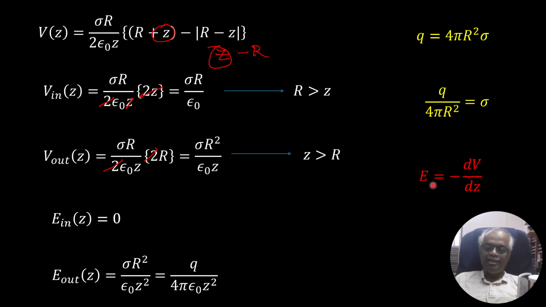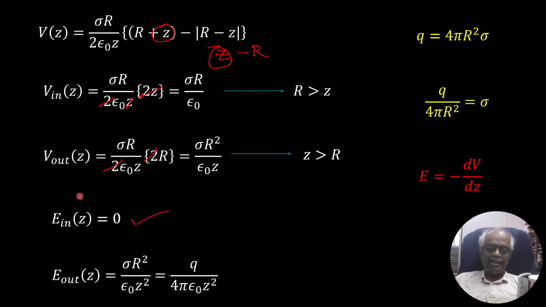Then our aim is we have to find the electric field. The electric field by definition is a negative gradient of the potential. If you take dV by dz, here there is no z. Everything is constant. Sigma constant, capital R constant, over epsilon constant. So if you differentiate this, you will get 0. So inside the field is 0. One more thing is if you form a Gaussian surface, you have no charge inside the sphere because the charge is only on the surface. So this is a correct one.